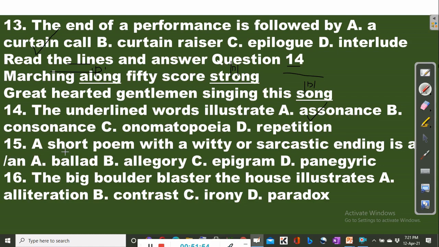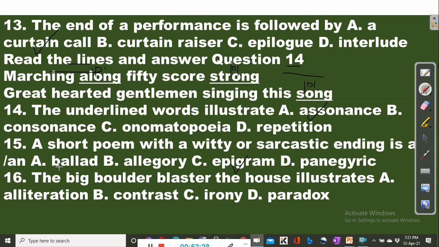Number 15, a short poem with a witty or sarcastic ending is A, ballad, no, B, allegory, no, C, epigram, yes, I will explain. Then D, panegyric. Well, let's begin to look at them one by one. A ballad is a poem that uses a short story.